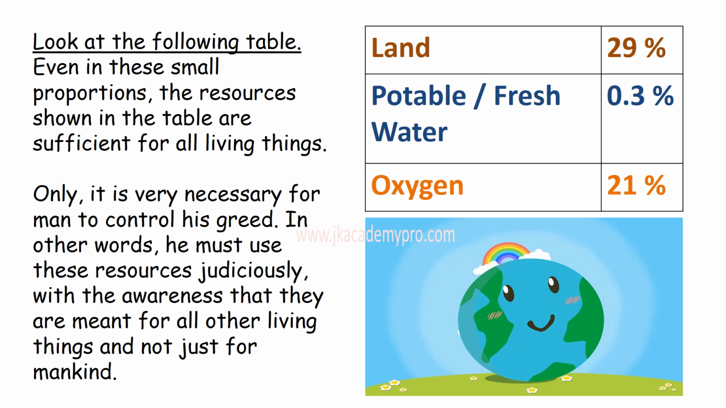In other words, he must use all these resources judiciously, means very, very sparingly, only when it is necessary. Use only those things which are necessary, with the awareness that they are meant for all other living things and not just for mankind. So, only man can't use all these things. It should be available even for plants, even for animals, even for other insects, birds, and other microorganisms. Only then our earth will be able to sustain.